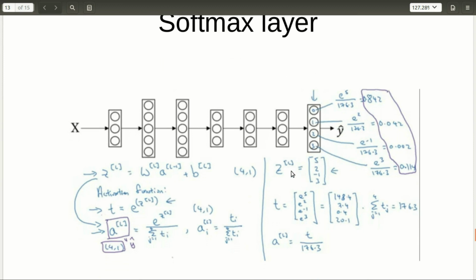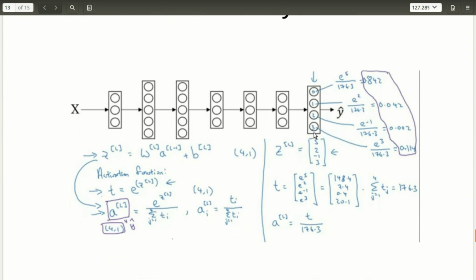Let's take an example. Suppose this vector, we are calling it ZL. It's a 4 by 1 dimensional vector because we have 4 classes, and let's say the value of this vector is 5, 2, minus 1 and 3. What we do is we exponentiate them. So e raised to the power 5, e raised to the power 2, e raised to the power minus 1, and so on, so that all these values become positive. And then we take a sum of them and we divide by it. So what's happening here is we end up with this probability distribution.